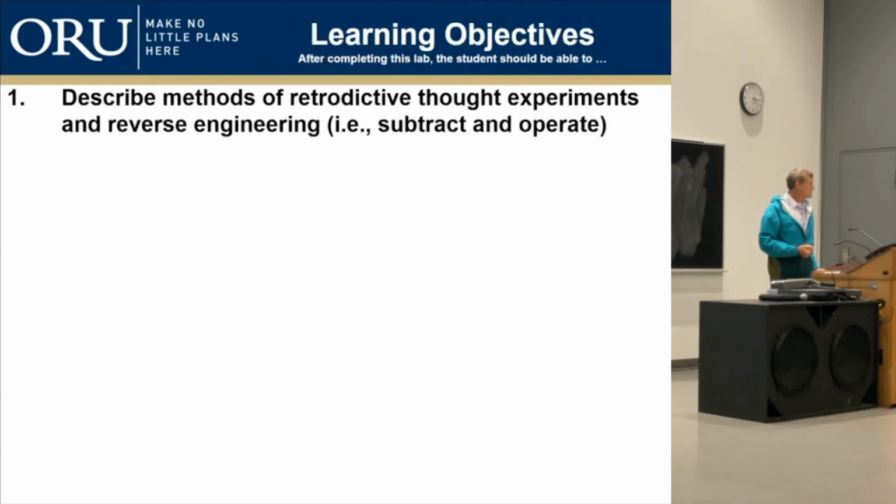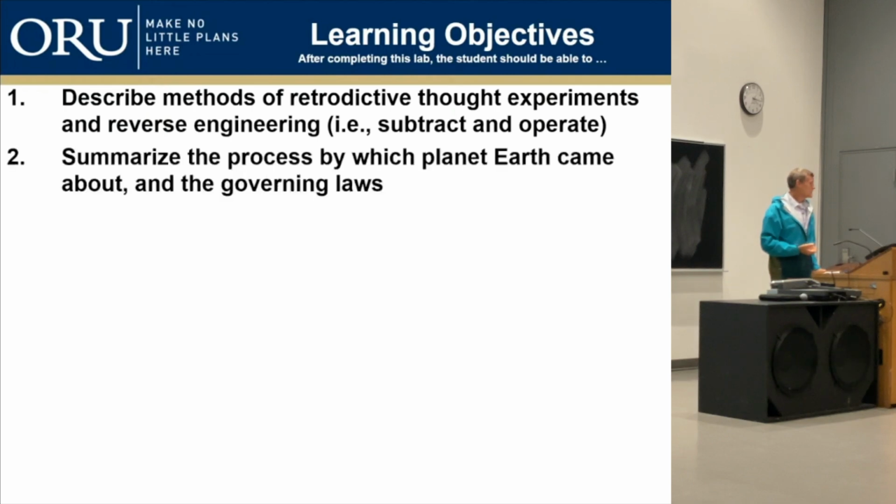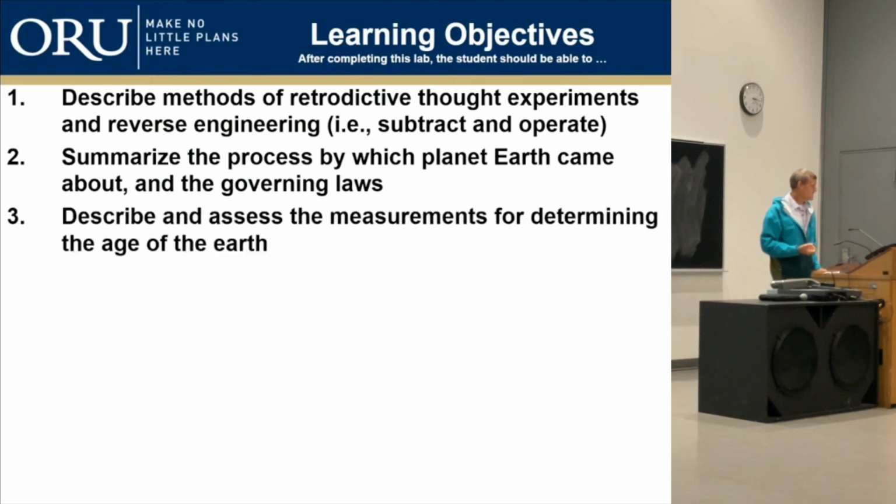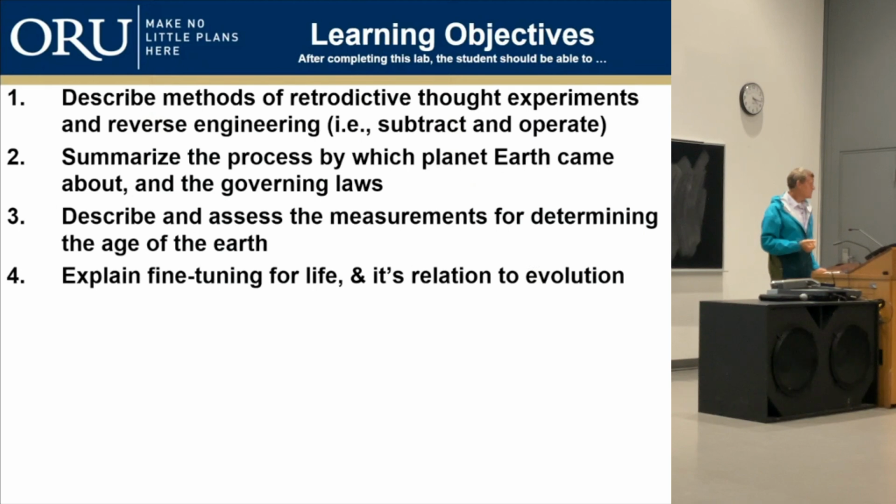So the learning objectives are to describe methods of retrodictive thought experiments and reverse engineering so the students can understand the approach that we're taking. Summarize the process by which planet Earth came about and the governing laws. These are what the students ought to be able to do by the end of this experience. Describe and assess the measurements for determining the age of the Earth, such as paleomagnetics. Explain fine-tuning for life and its relation to evolution.